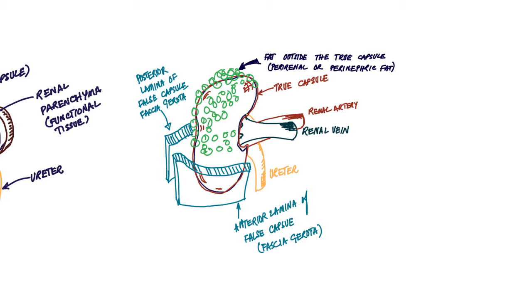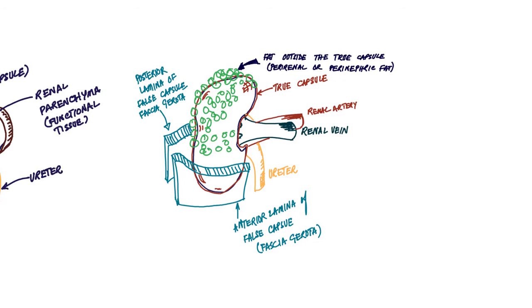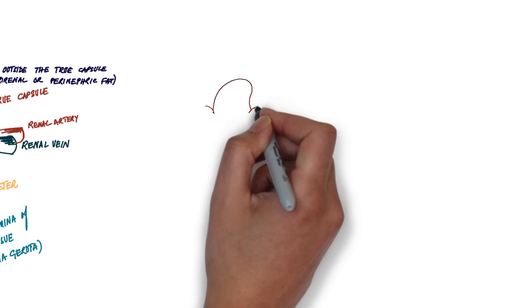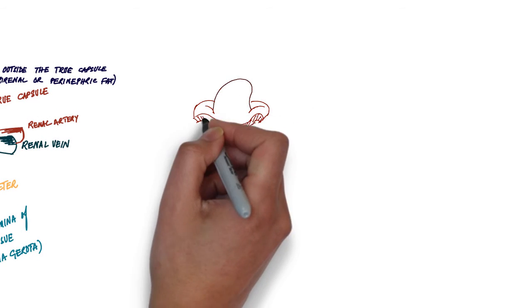Outside that fat is the fascia gerota or the false capsule. So the perirenal fat is between the fascia gerota and the true capsule of the kidney. Now, fascia gerota is a false capsule of the kidney. What it does is it is actually composed of two layers. One layer is in front of the kidney and the other layer is behind the kidney.